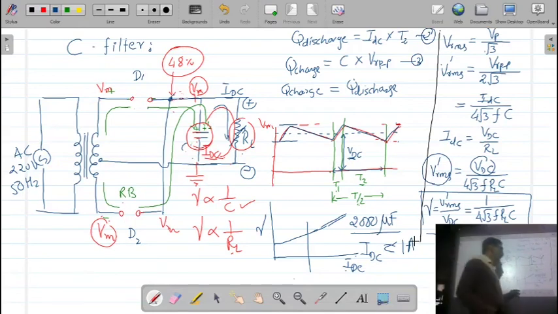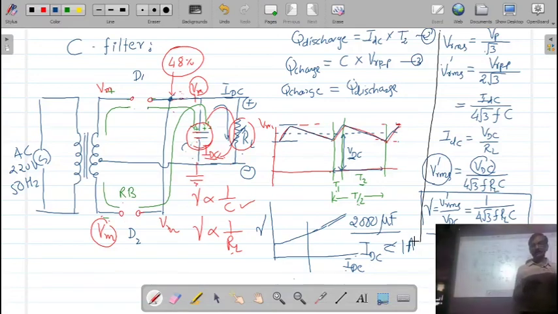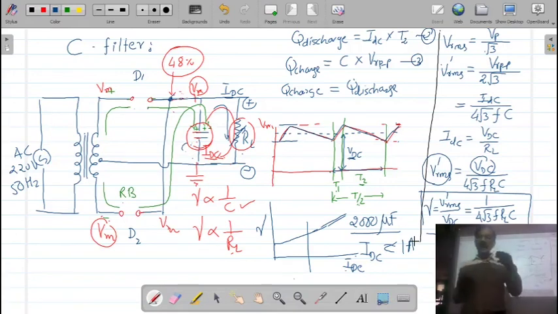Okay. So this is a disadvantage. In the next lecture we will discuss the LC filter circuit, because the inductor filter you have already learned in first year. So I will revise the inductor filter, and then we will discuss what the LC filter is and what the advantage of the LC filter is.